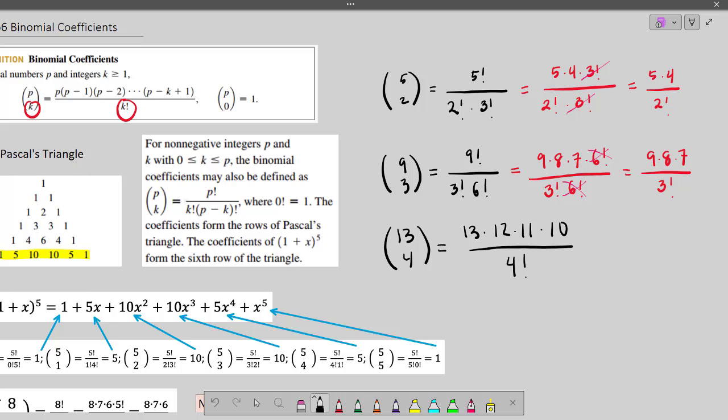So we will do repeated subtraction of 1 that many times until we have that many factors. So repeated subtraction of 1 until we have 4 factors in the numerator. Repeated subtraction of 1 until we have 3 factors. Repeated subtraction of 1 until we have 2 factors. So that's the shortcut to do it without having factorials in the top and the bottom.